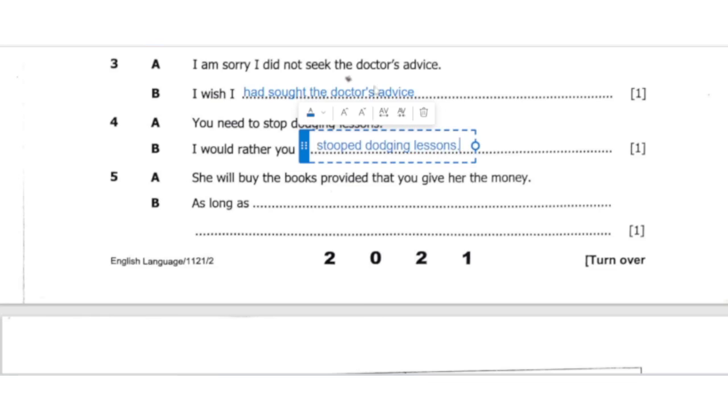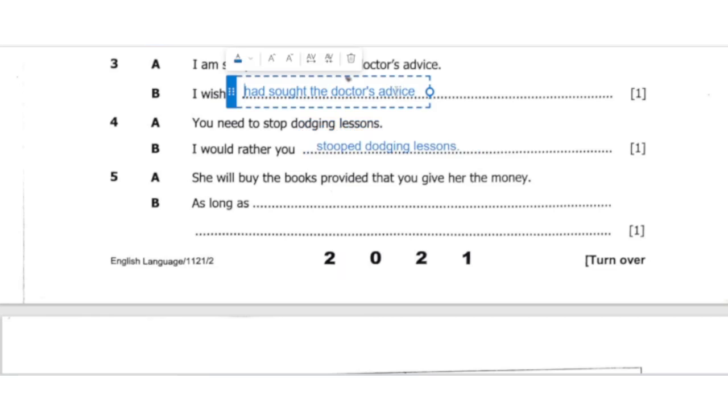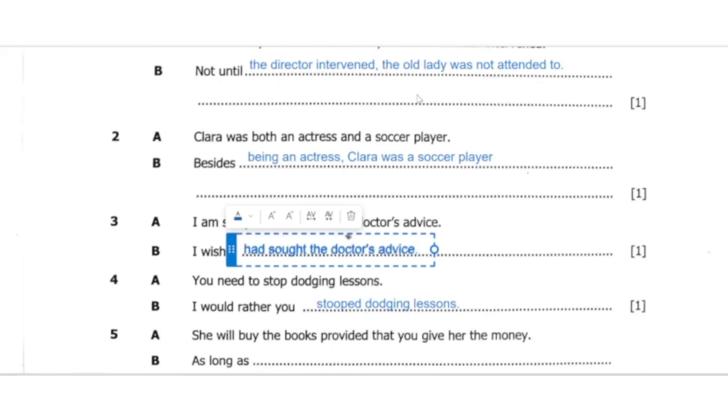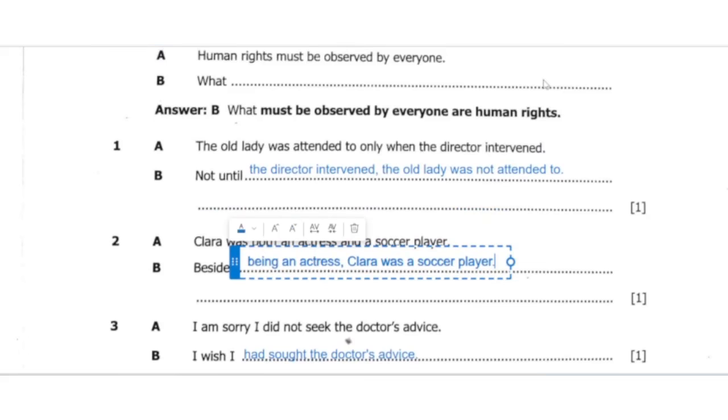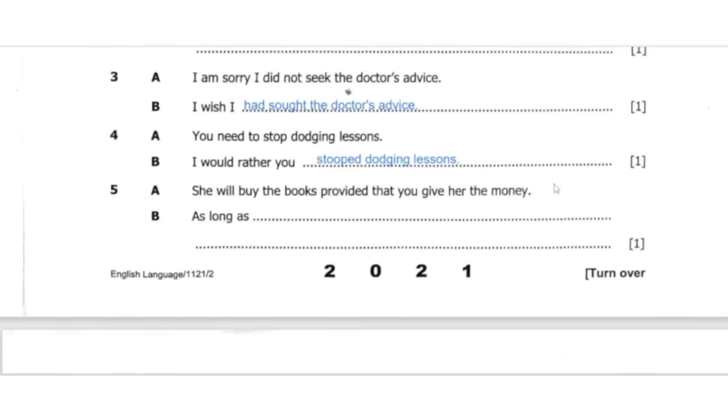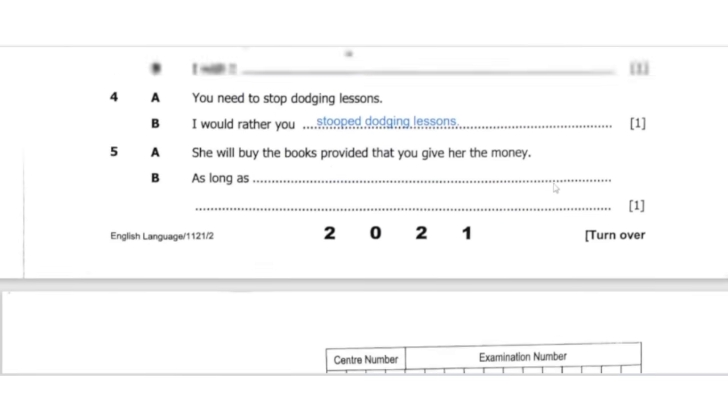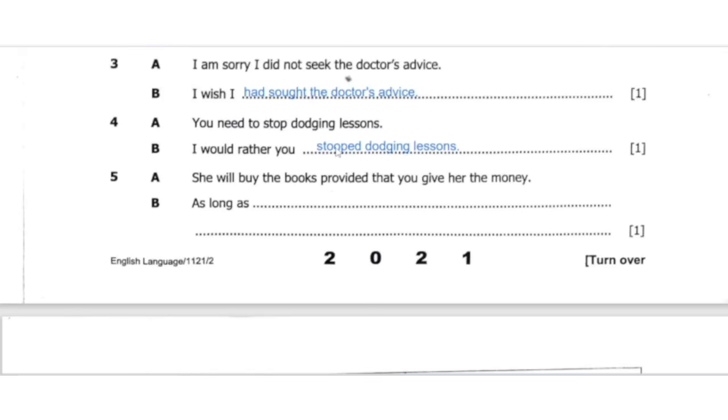Okay, what I keep forgetting in every sentence I'm writing is to put full stops. That is a bad thing to do. So you make sure that you put full stops into all of them. Okay, we come to question number five. Oh, and here I wrote stooped. It should be stopped.